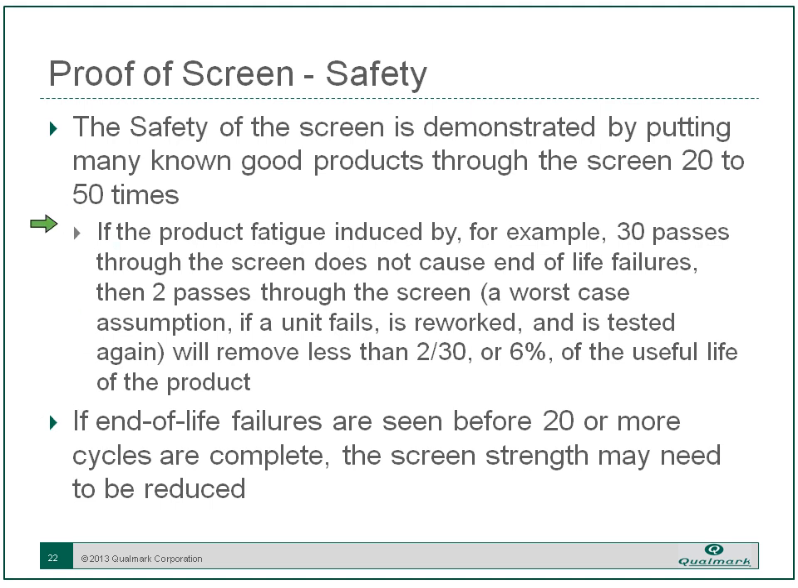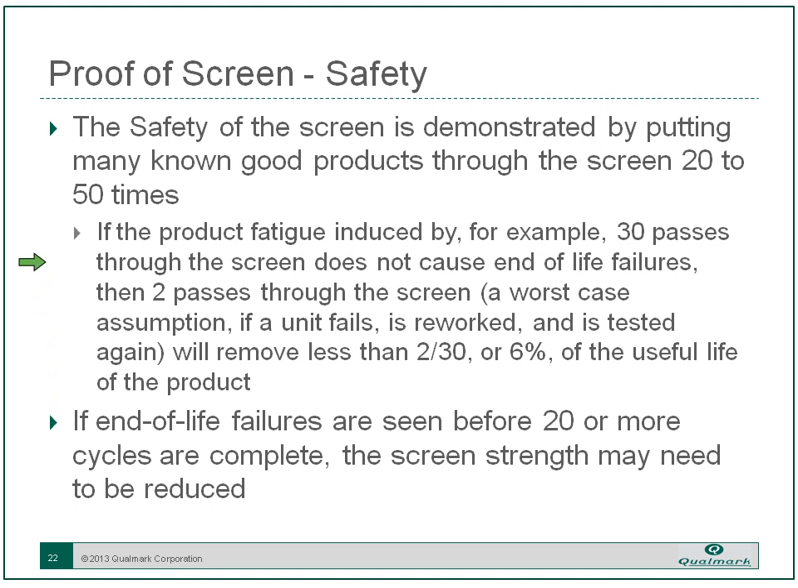Now, this whole concept here, the idea that if 30 passes do not make a unit fail, then 2 passes will remove less than 2/30 of the life, is the subject of the end of the webinar here, and the topic of the paper that I've written that goes through an analysis to show that that logic is valid, even though the stresses that are being used are nothing like the stresses being used in real life.